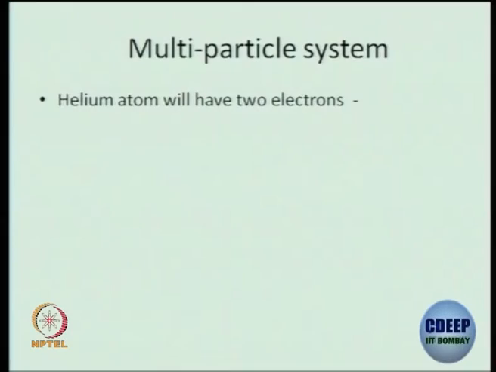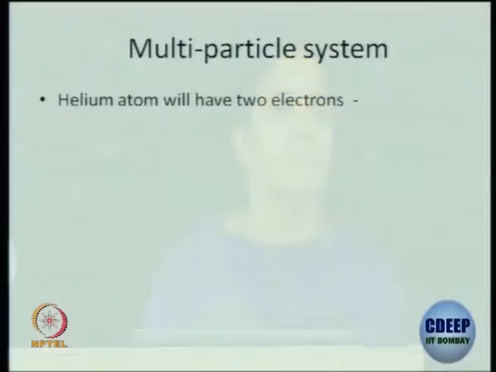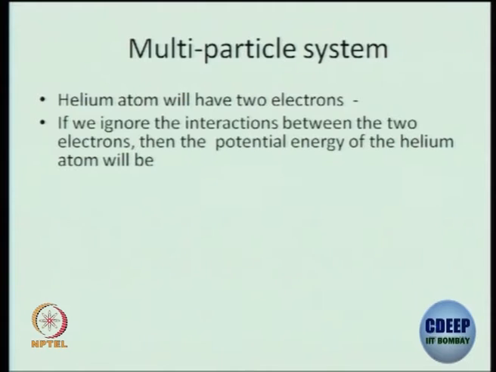But suppose you go to a helium atom or a multi-particle system. Helium atom has 2 electrons. Just to make the system simple, let us take them to be non-interacting. It is not quite correct. But whether they are interacting or non-interacting, what has to be obeyed?